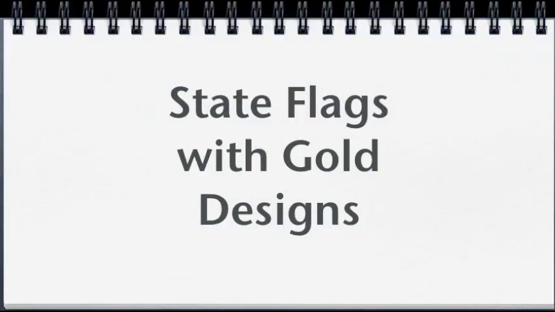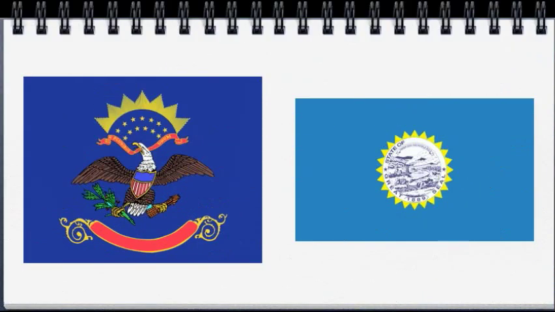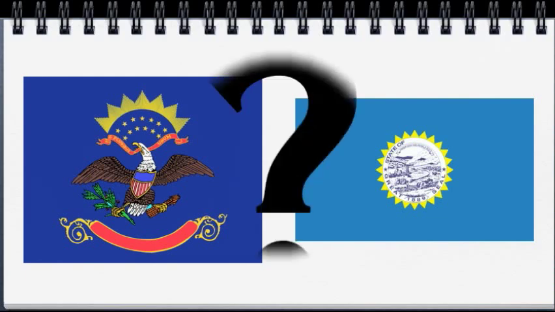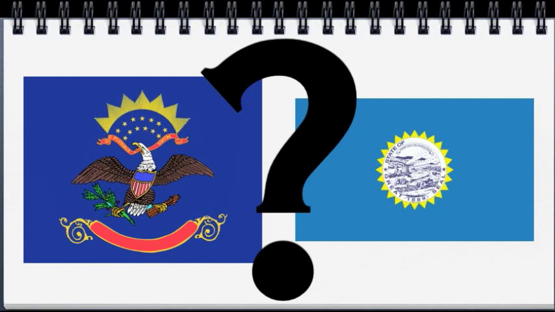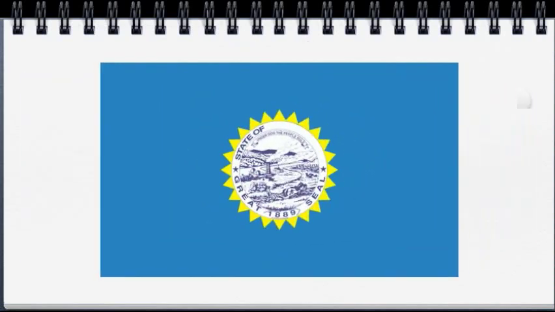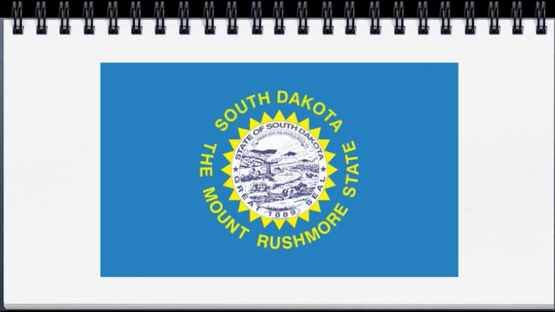We'll start this video out with state flags featuring gold designs. Both of these states employ gold triangular rays to represent the sun. So you should think the sun, it's warming, you need to decode. One is North Dakota and the other is South Dakota. But which is which? Ask yourself, can I see the southern part of the sun? In this case, the answer is yes. You can see the south part, so it's South Dakota.